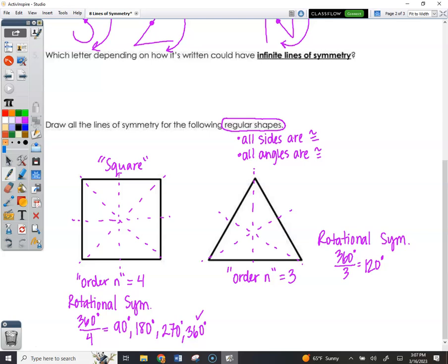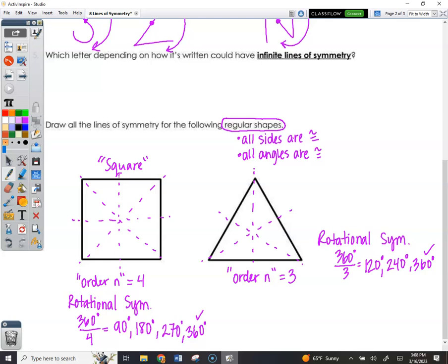What would be the next degree of rotation? 240. And where did you get 240? Added it. You just take the 120 and add it to itself. Yep. And the next degree? 360. And that's your checkpoint, right?